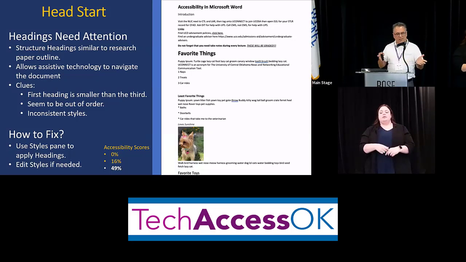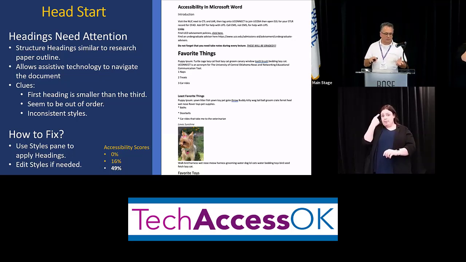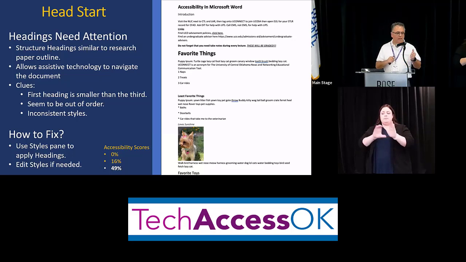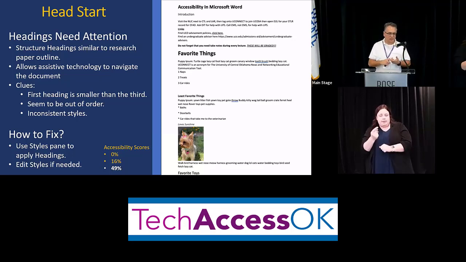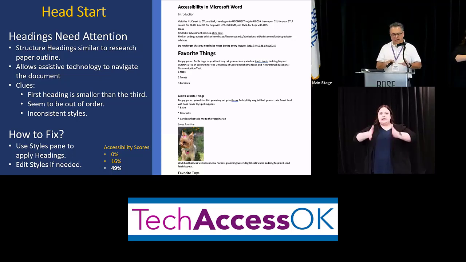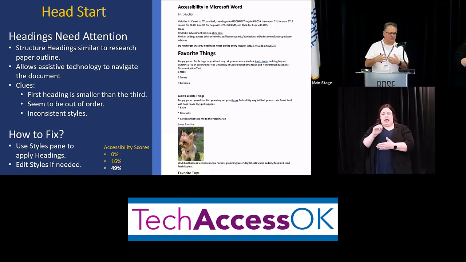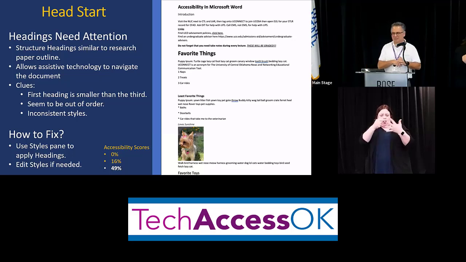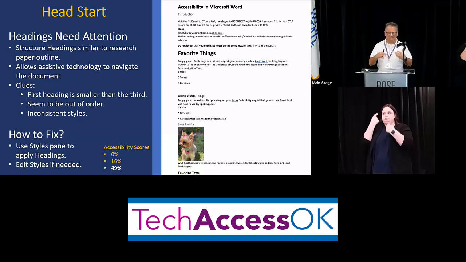This is our head start. On this screen, we're seeing our image on the right-hand side that has the black text with several paragraphs and the puppy on it. So headings need attention. We want to structure the headings similar to a research paper. If you've ever struggled through research or grad school, outlines are an important part of that process. I learned this through a class not too long ago. I've forgotten it since I went to college.